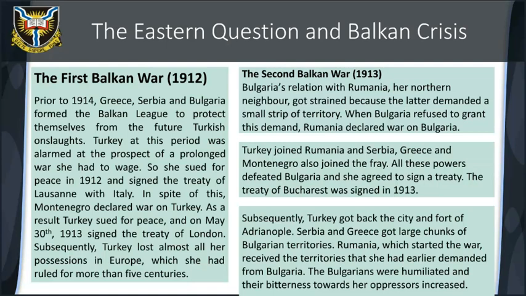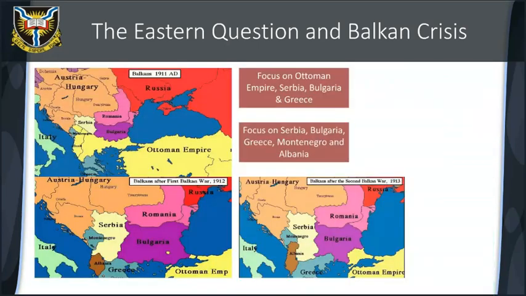The Treaty of Bucharest was signed in 1913. Subsequently, Turkey got back the city and fort of Adrianople. Serbia and Greece got large chunks of Bulgarian territories. Romania, which started the war, received the territories that she had earlier demanded from Bulgaria. The Bulgarians were humiliated, and their bitterness towards their oppressors increased.